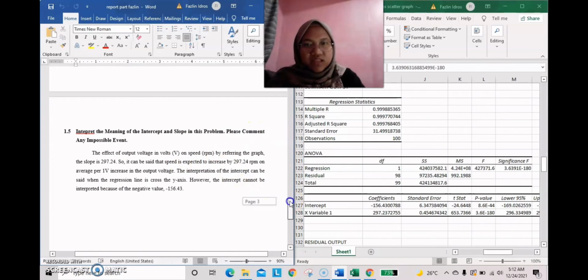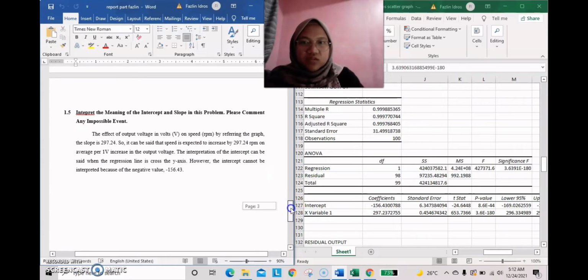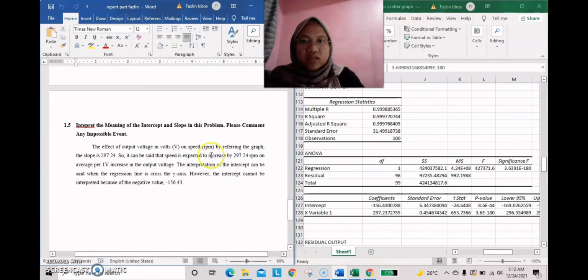So as you can see here, based on the graph, as the voltage increases, the value of speed also increases. So we can expect both values to increase, but we cannot interpret the negative value because at the slope we obtain negative 156.43. So the intercept cannot be interpreted.